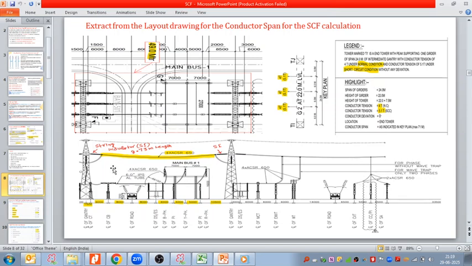So here the span, from this to this, was around 49 meter from here to here. Hope you can understand the discussion. In one diameter we have 3 bays, so 1 bay here I have taken.